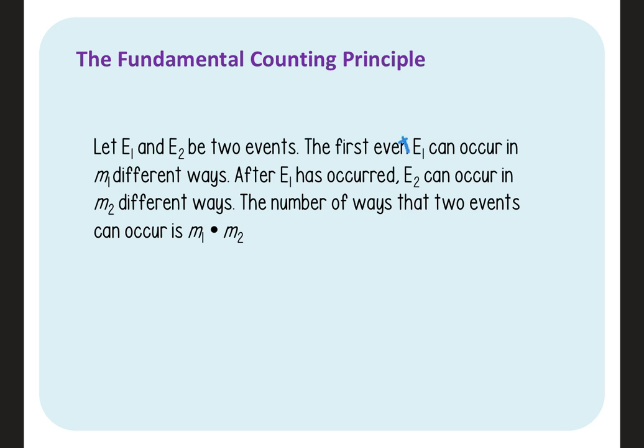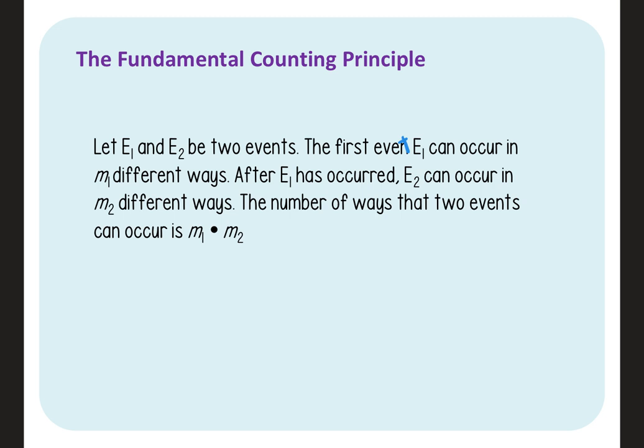Okay, the first event, E1, can occur M1 different ways, and after E1 has occurred, E2 can occur M2 different ways. The number of ways that 2 events can occur is found by multiplying the number of ways for the first one times the number of ways for the second one.